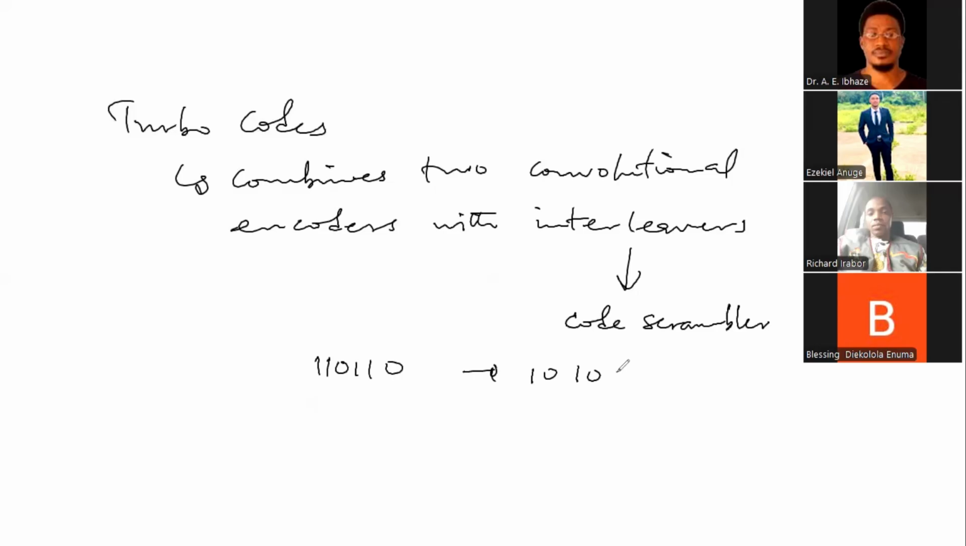How many ones do we have? 1, 2, 3, 4, and 2 zeros. So we still have 4 ones, and we still have 2 zeros, right? So what the interleaver just did is to scramble the codes, okay? And this is to protect against burst errors. Okay, so that's what actually happens here.